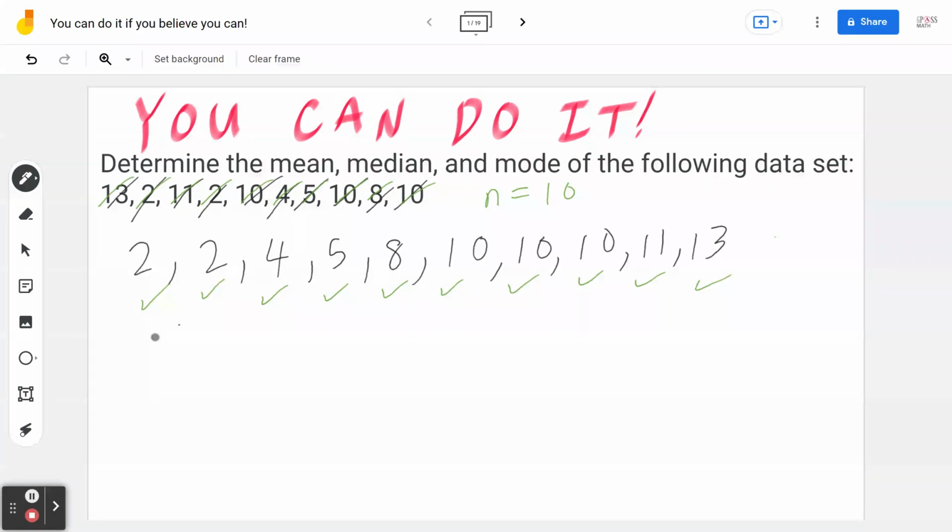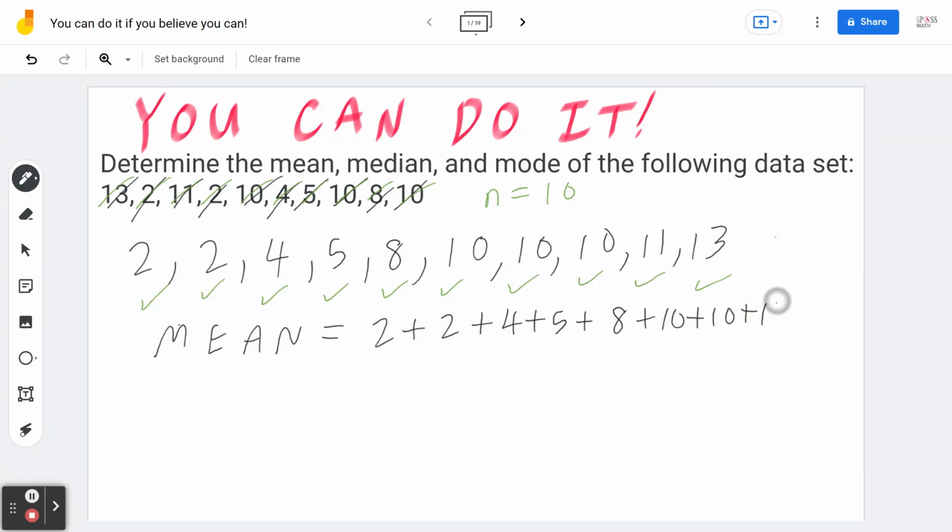All right. Now to find the mean, again, there's so many different math symbols you can use, and I'm just going to tell you in one sentence: add the numbers up and divide it by 10. So again, I'm just going to copy 2 plus 2 plus 4 plus 5 plus 8 plus 10 plus 10 plus 10 plus 11 plus 13 divided by 10 because there are 10 numbers.